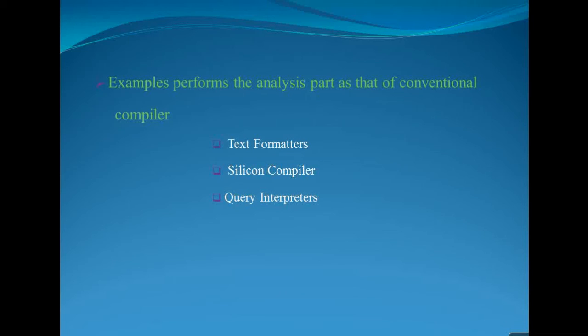And the last example of the analysis part of a conventional compiler is the query interpreter. A query interpreter translates a condition containing relational and Boolean operators into commands to search a database for finding a record that satisfies specific conditions. So to translate a specific condition containing relational and Boolean operators, a query interpreter is used.